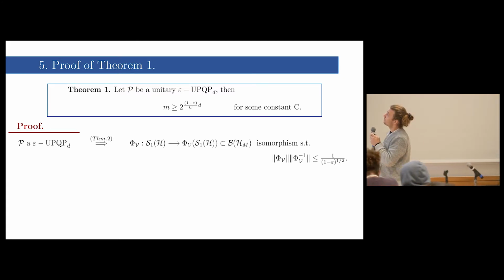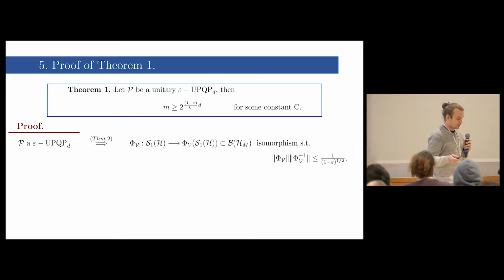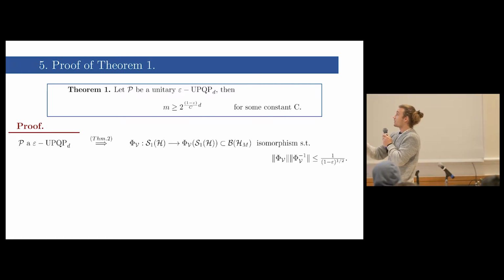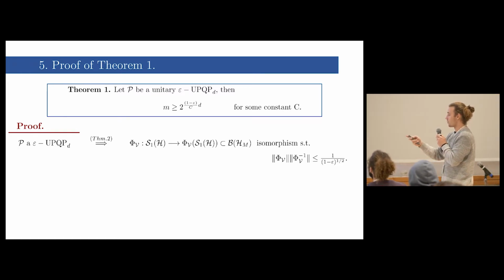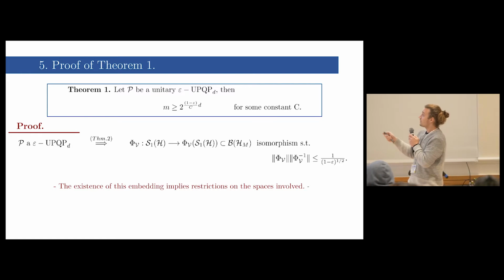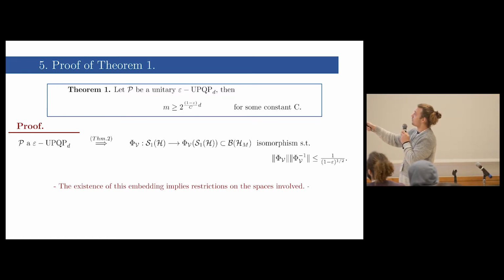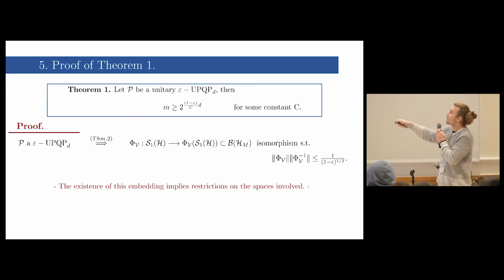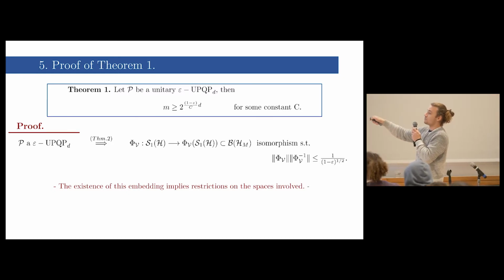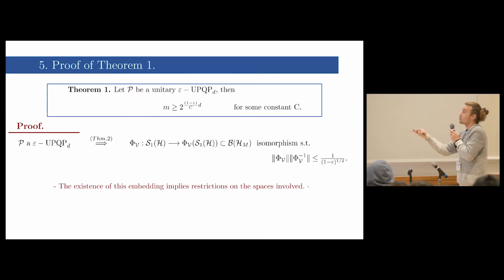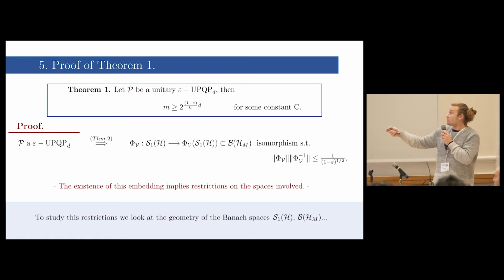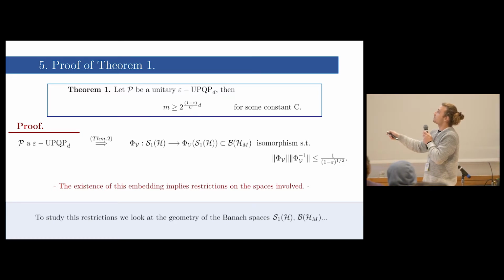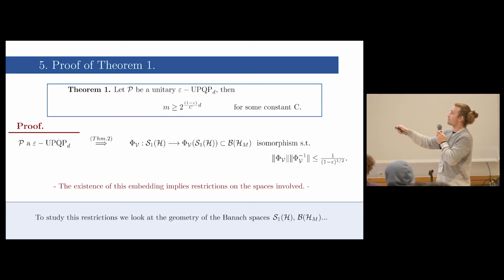The power of our techniques is that with this line, we are almost done with the proof. In the following minutes, I will show why we are done. The key observation is that the existence of this embedding with this property implies strong restrictions on the spaces involved in the embedding. So we are going to look at these restrictions by looking at the geometry of the Banach spaces involved in this embedding phi.